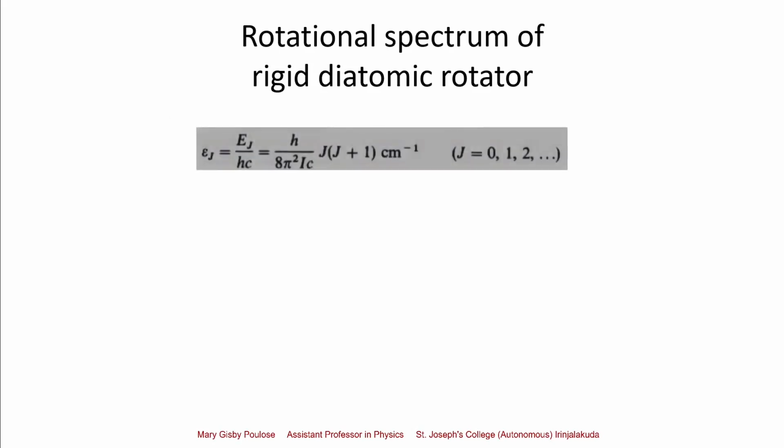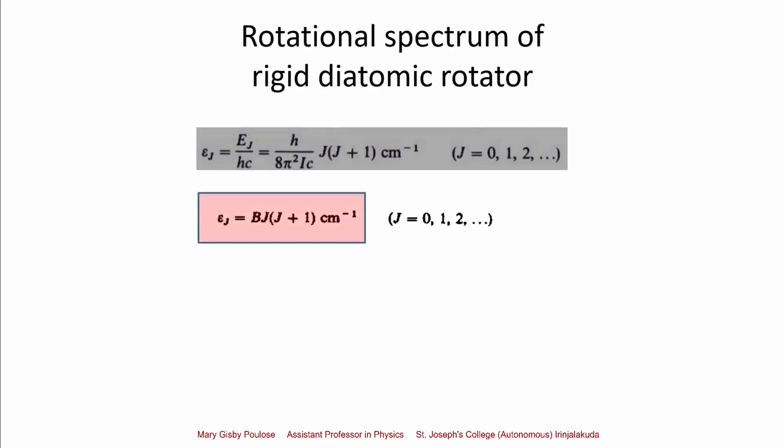Hence, eta J is equal to EJ by hc, that is equal to h by 8 pi square I c into J into J plus 1 centimeter inverse. The unit of eta J is centimeter inverse. Here J can have values 0, 1, 2, 3, etc. Substituting b for h by 8 pi square I c, we get the expression eta J is equal to b into J into J plus 1 centimeter inverse.